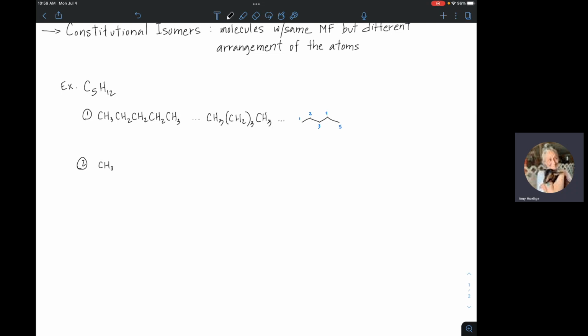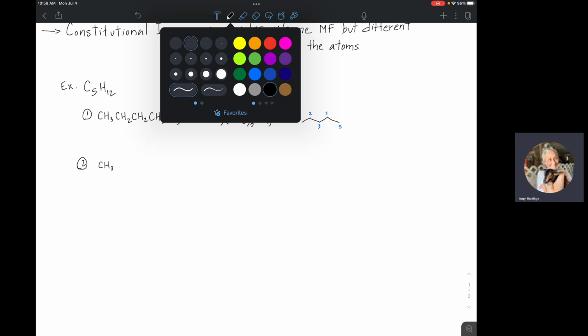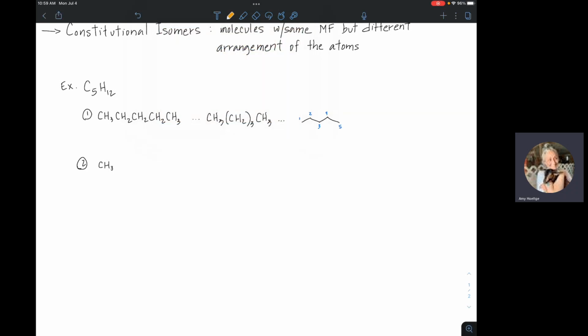So in other words, if I took a hydrogen off of, say, this carbon, and I were to put it, say, on this carbon, I now get this methyl group. And why would I do that? Because I'm going to take this methyl group and I'm going to put it here.